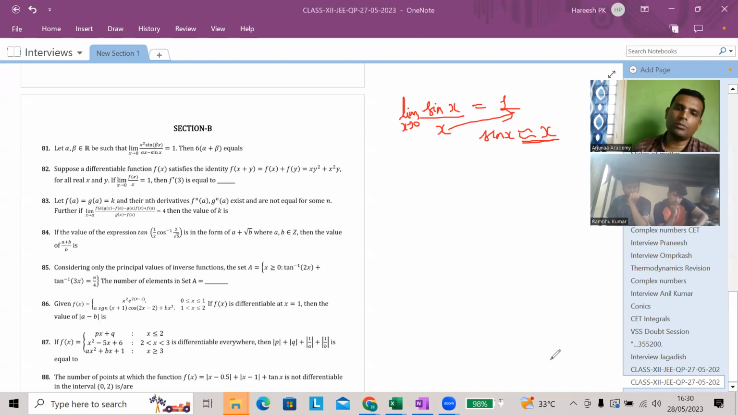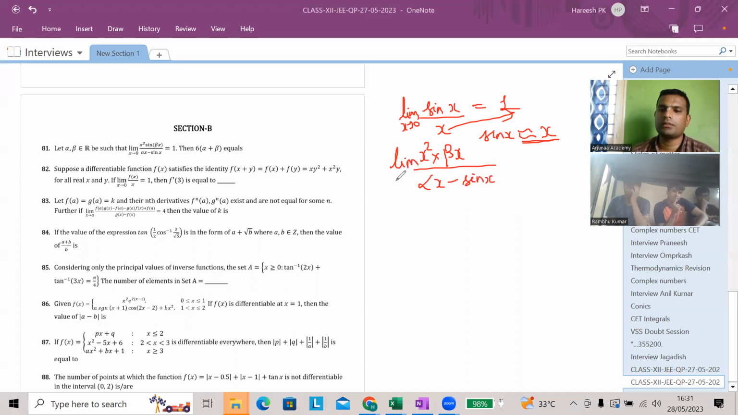So numerator will become x square into beta x, that is beta x cube, but denominator you will keep as it is. Understood? Now you try to differentiate, use L'Hospital rule. What happens, Shravan? Nothing, sir. Now you use L'Hospital rule. Let us see.